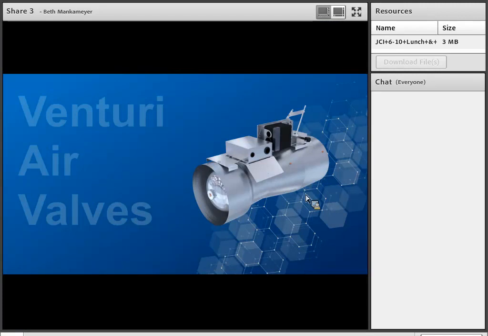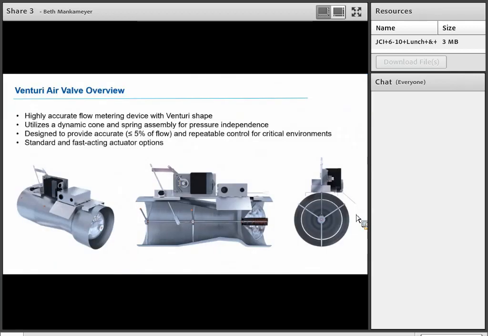So here we are getting into Venturi air valves. And so it's nice to know that there are some people on this line that are unfamiliar that we can introduce you to them. As you can see, they look quite a bit different from a Venturi, or I'm sorry, from a VAV box. They have a cone and spring assembly in the middle that actually, it kind of just looks like a toilet plunger, for lack of a better term. But what you have here, it does modulate the airflow just like a VAV box.